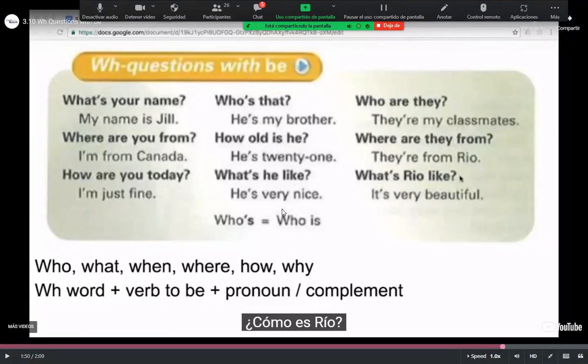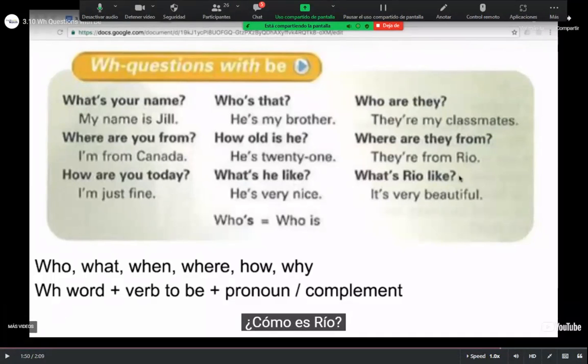Where are they from? Origin, right? What's Rio like? It's very beautiful. Okay, okay, okay. I have a question for you, class.